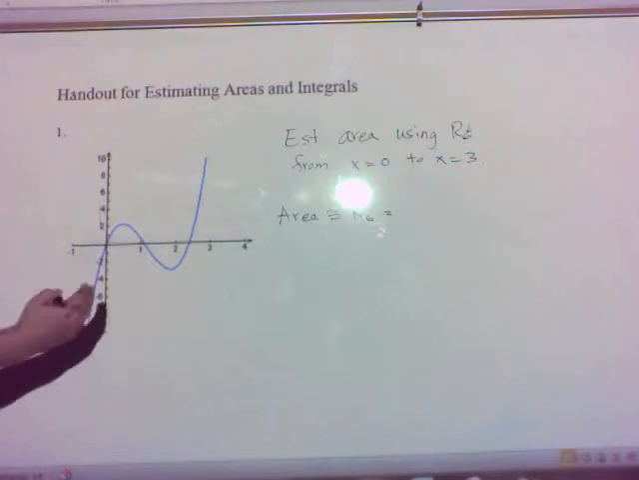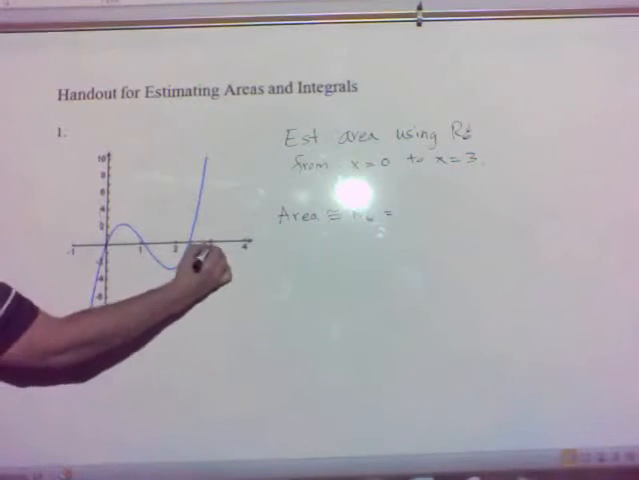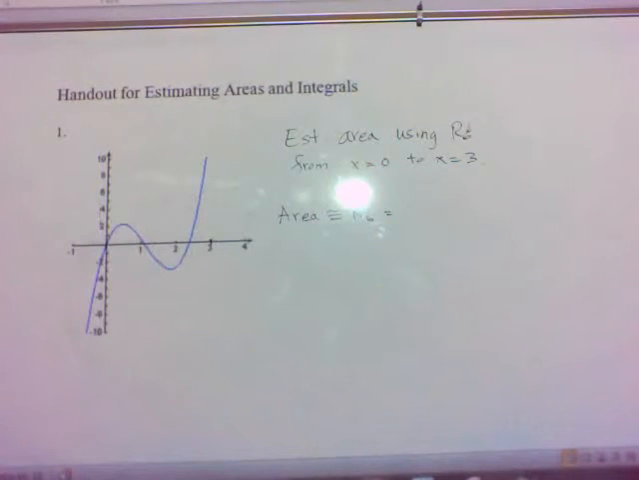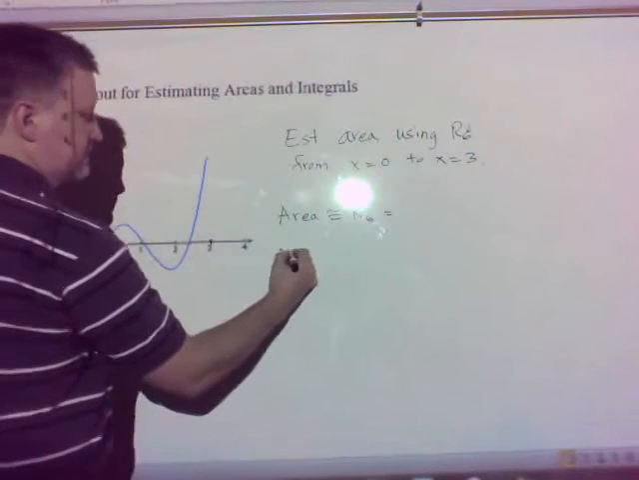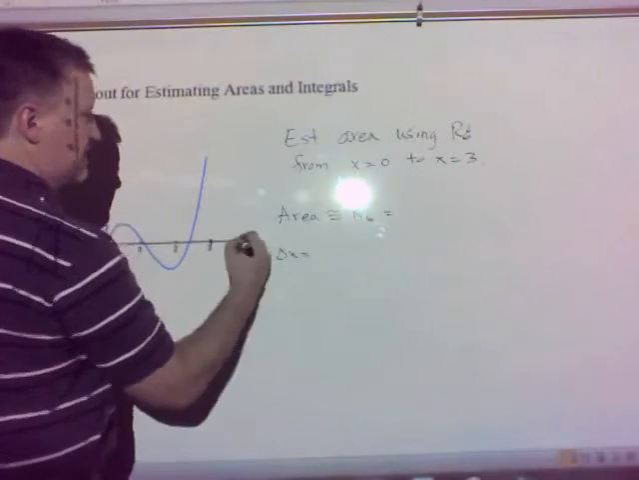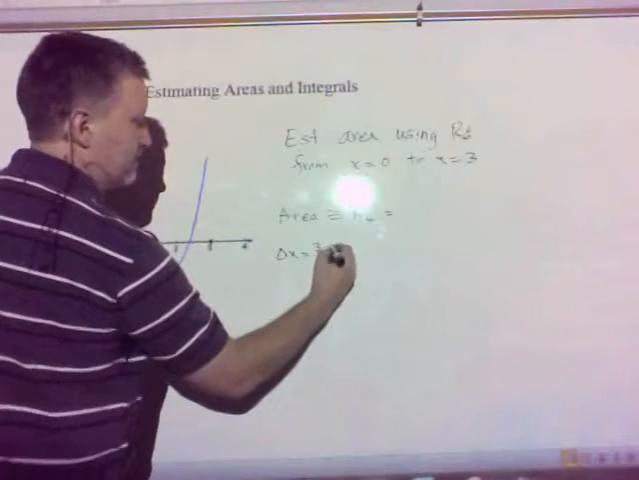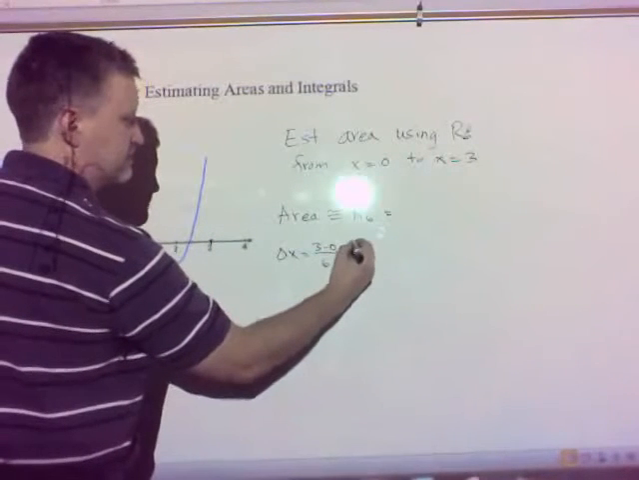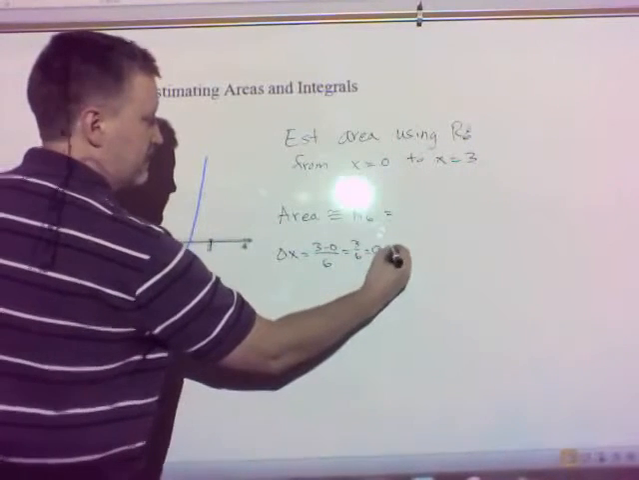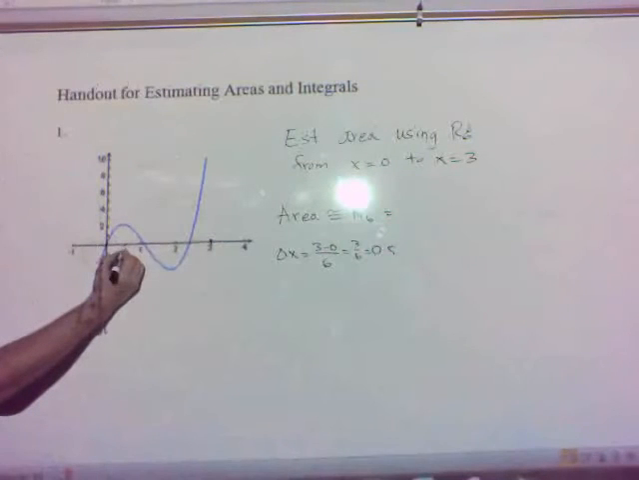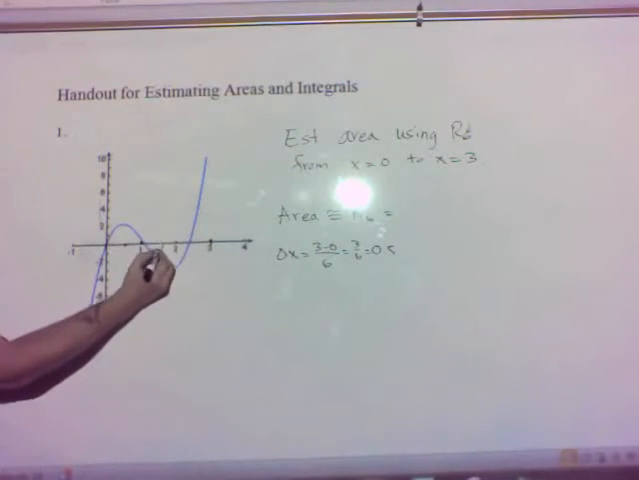Okay, so we've got 6 rectangles. We're going from 0 to 3. So what does that mean as far as the width of each rectangle? It's going to have to be a half, right? Delta x, we call it b minus a. So I've got 3 minus 0 divided by 6 rectangles. So you got 3 over 6, so you get a half. So yeah, each rectangle we're going to have at a half increment here.